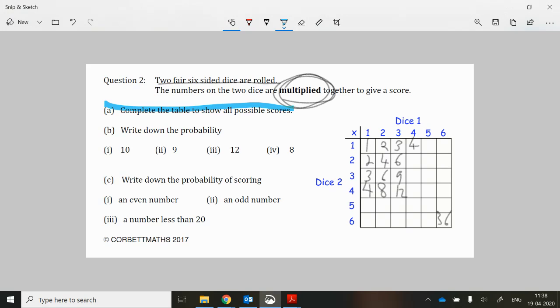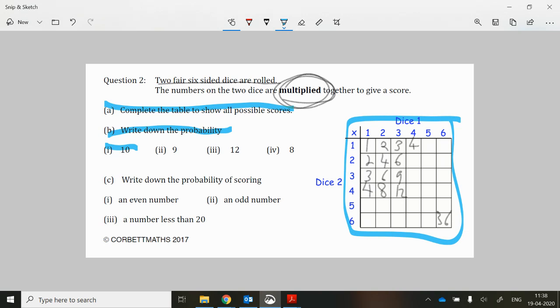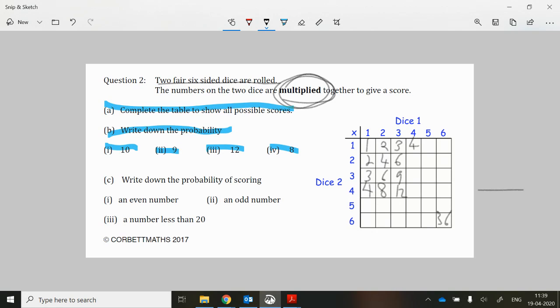Okay, write down the probability of getting a 10. Now, we need to find out how many 10s are in this grid here. And I think you can only get it in 2 ways, 5 times 2 and 2 times 5, but you can check that one. And a 9, we just need to count how many 9s we've got. A 12, how many 12s we've got, and how many 8s we've got. You need to write those all out of 36 as well, of course, because there are still 36 little squares in this grid.